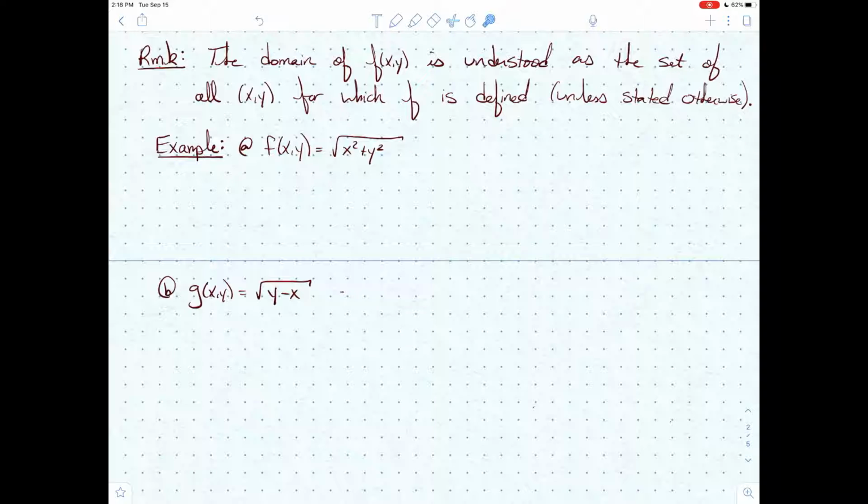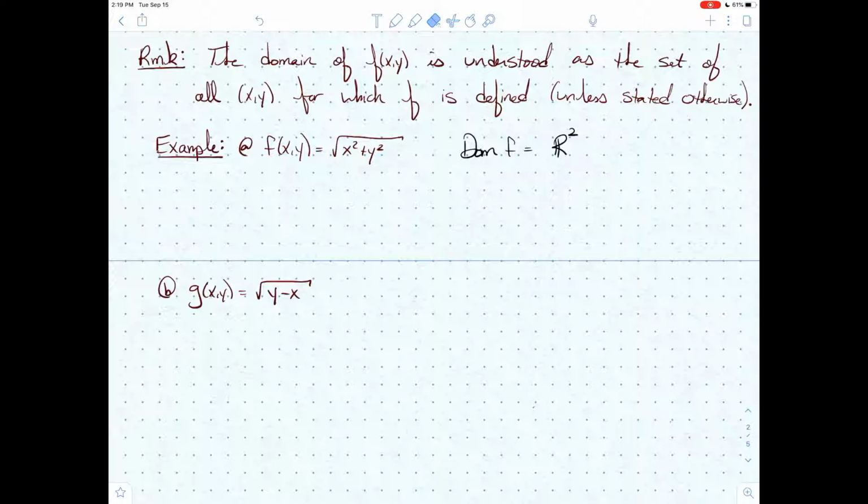The first example, you can see that, okay, square root has to have something positive, but the inside is always positive. And so here, the domain of f is everything. It's all of R2. So instead of saying the domain is all reals, we're going to say the domain is all of R2. You can plug in any ordered pair that you want.